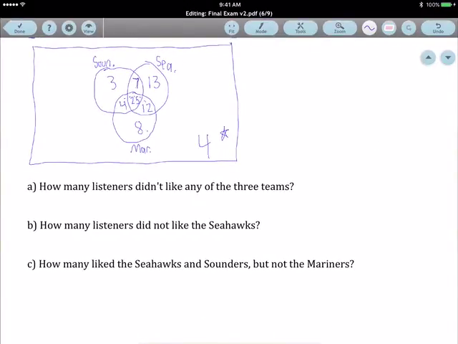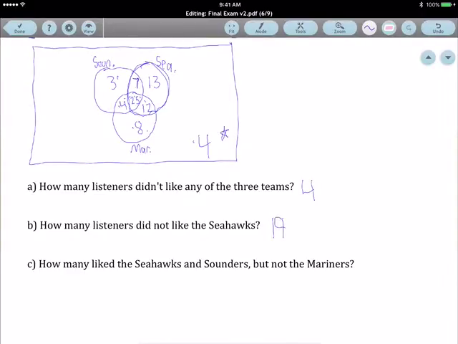How many listeners didn't like any of the 3 teams? 4, right. Next, how many listeners didn't like the Seahawks? So it would be 8 plus 4 plus 3 plus 4. Right, because we want to know who's not in the Seahawks circle. So it's 3 plus 4 plus 8 plus 4. It ends up being 19. Like that.